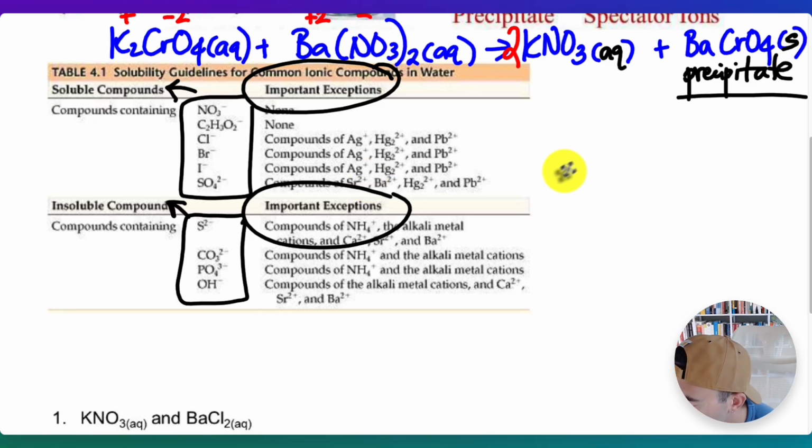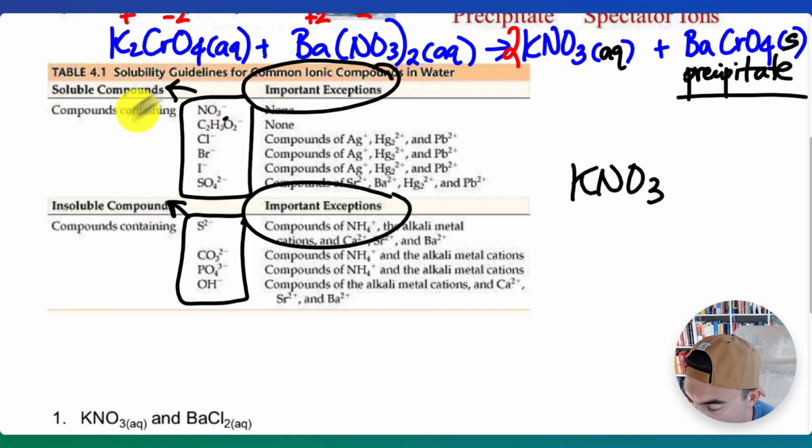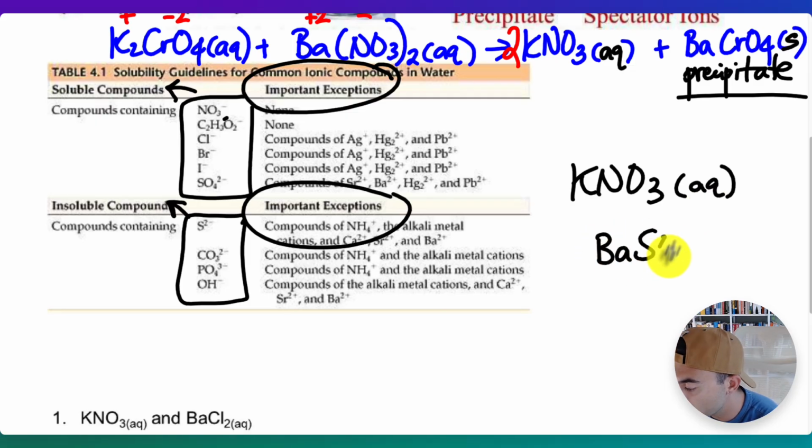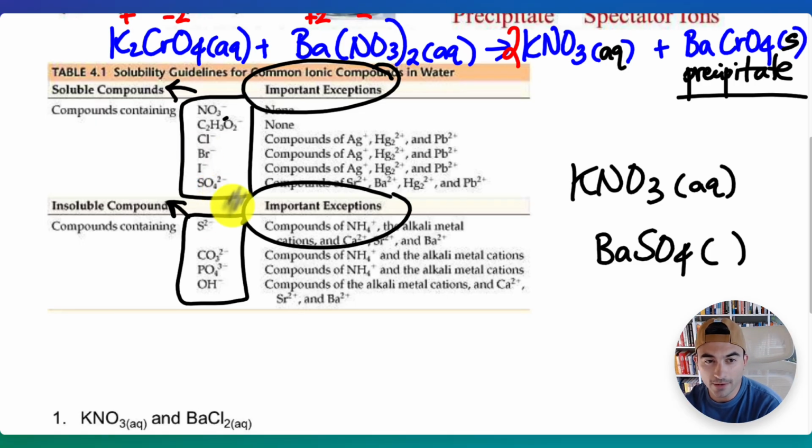So as an example, for potassium nitrate, nitrate exists in the section that generally forms soluble compounds, and there are no exceptions to that. So potassium nitrate would be soluble. Barium, let's say sulfate. Sulfate is also in the top portion of the table. When we see sulfate in compounds, generally those compounds are soluble, except if the compound with sulfate contains strontium, barium, mercury, or lead, and barium would be one of those exceptions there, so that makes it insoluble. All right, so that's how you would navigate the table.